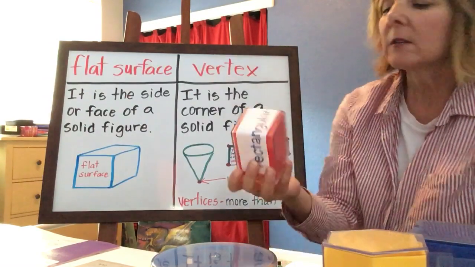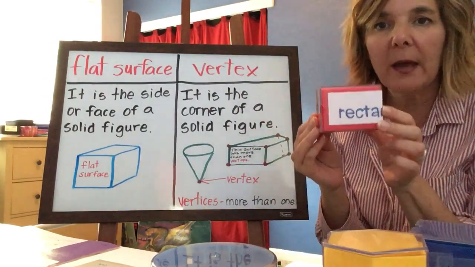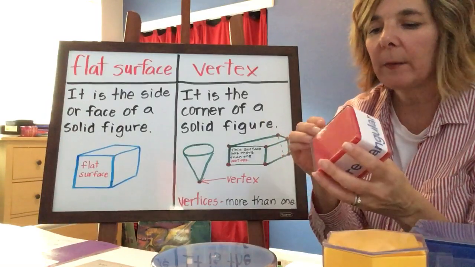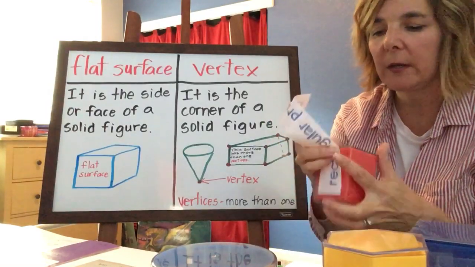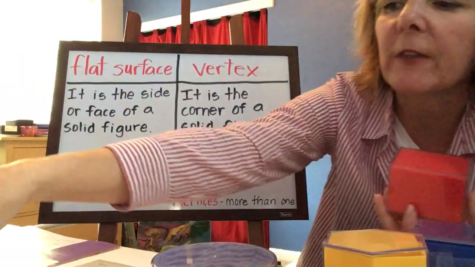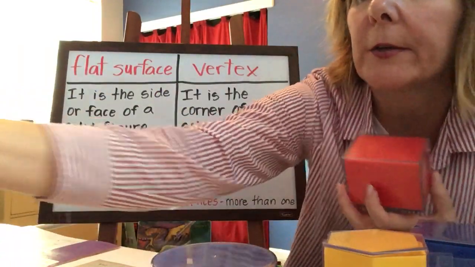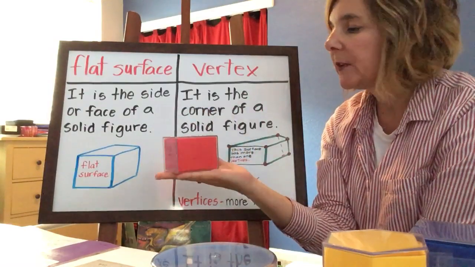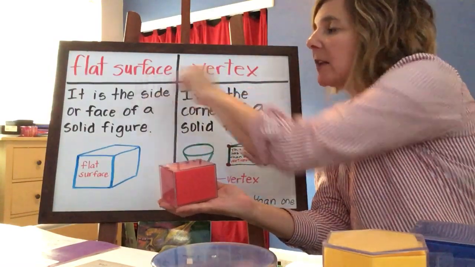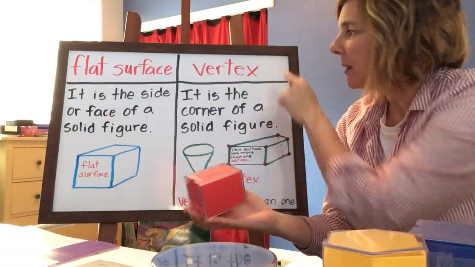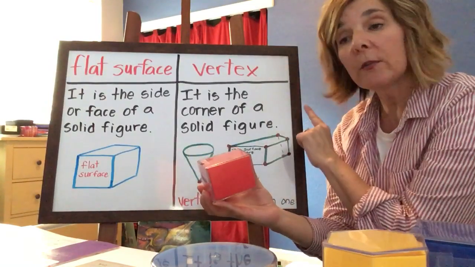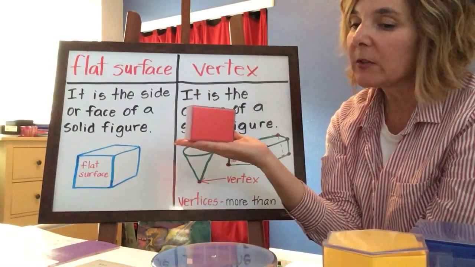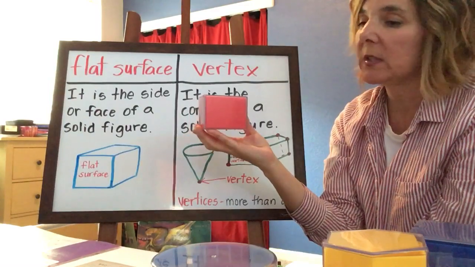So let's take a rectangular prism right now, and I'm going to take the label off since we know what it is, so we can see our flat surfaces and our vertices a little clearer. All right, I'm going to describe this solid figure to you by telling you how many flat surfaces it has and how many vertices. I know that it has more than one. All right, so I'm going to hold it up and I'm going to start counting.